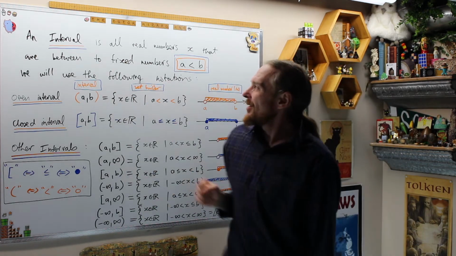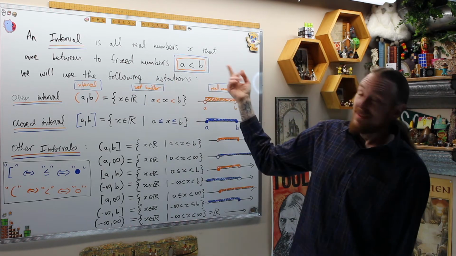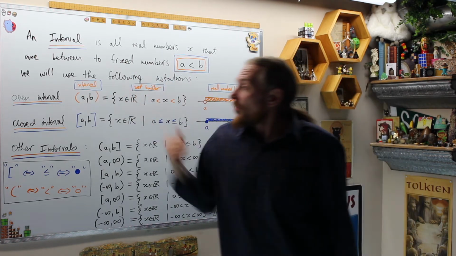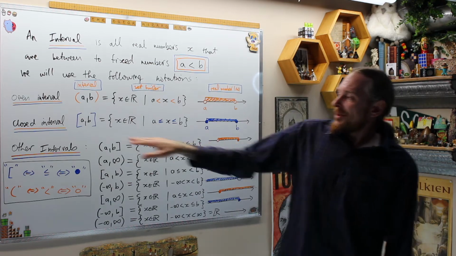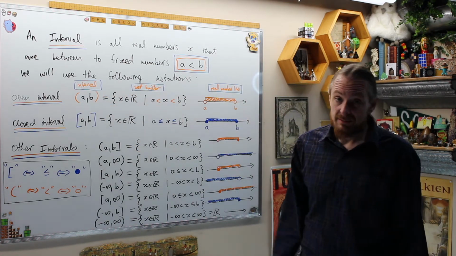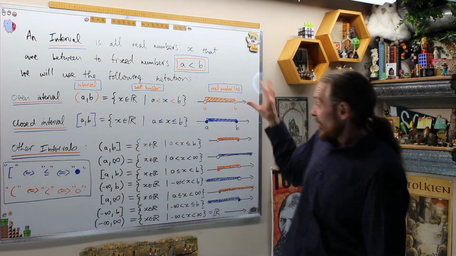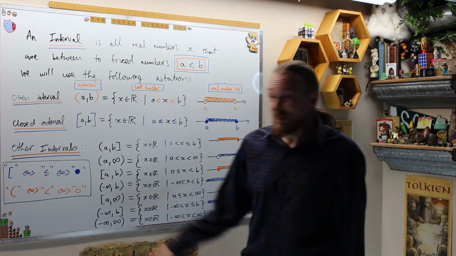So what an interval is: all real numbers x that are between two fixed numbers a less than b. We will use the following notation: interval notation, set builder notation, and the real number line notation. We can map the set of all real numbers onto the real number line, and then pictorially we have a representation of this also.